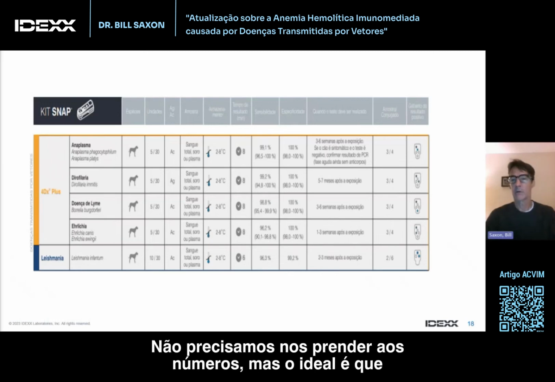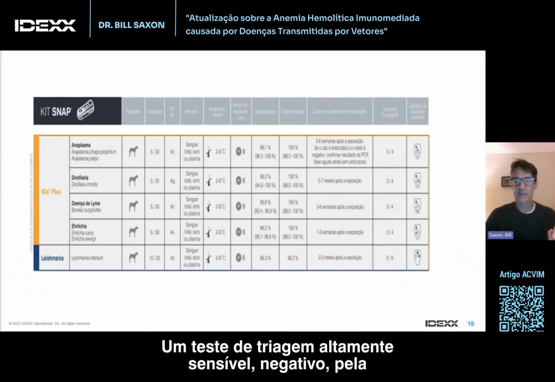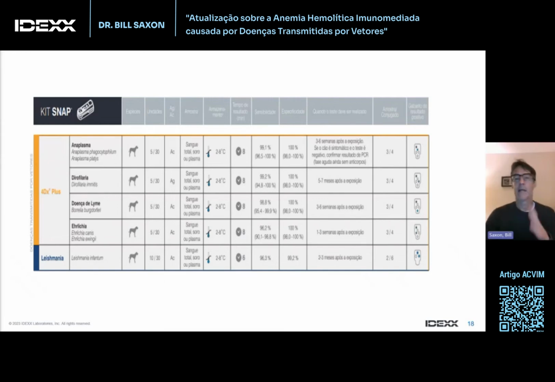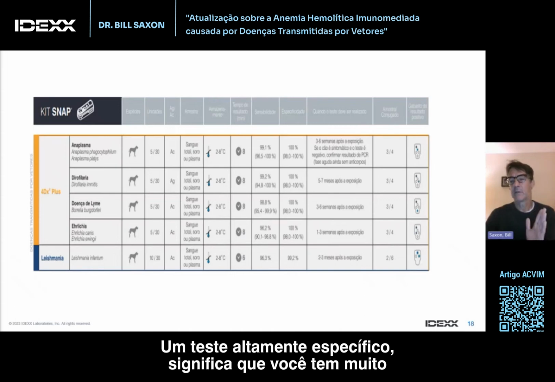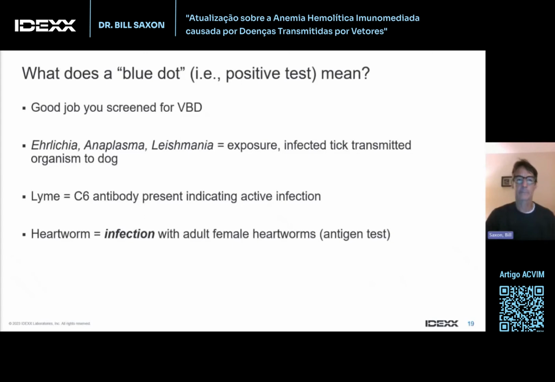We don't need to get hung up on the numbers, but ideally, the higher the better. So a highly sensitive test, that's a screening test that's negative, SNOUT, rules out the disease. A highly specific test means that you have very few false positives. So go for higher numbers.